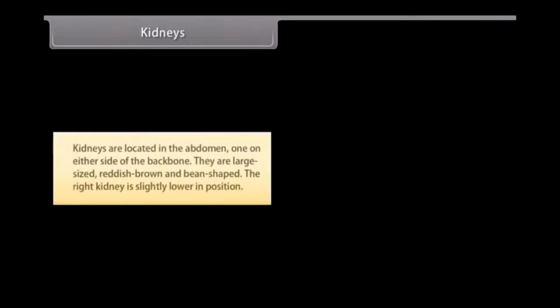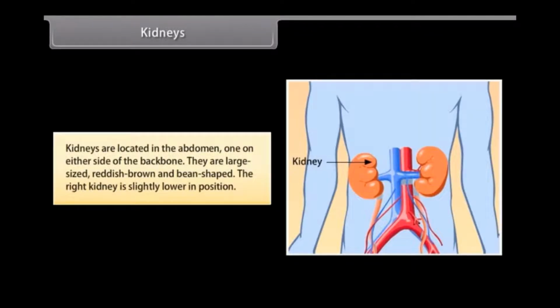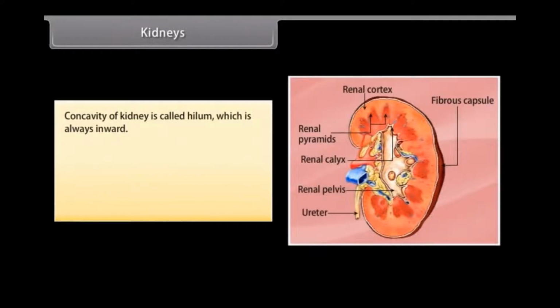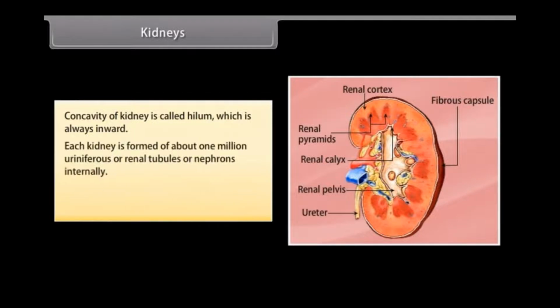Kidneys. Kidneys are located in the abdomen, one on either side of the backbone. They are large-sized, reddish-brown, and bean-shaped. The right kidney is slightly lower in position. The concavity of the kidney is called hilum, which is always inward. Each kidney is formed of about 1 million uriniferous or renal tubules or nephrons internally. Kidneys must function properly in order to keep a person in perfect health.